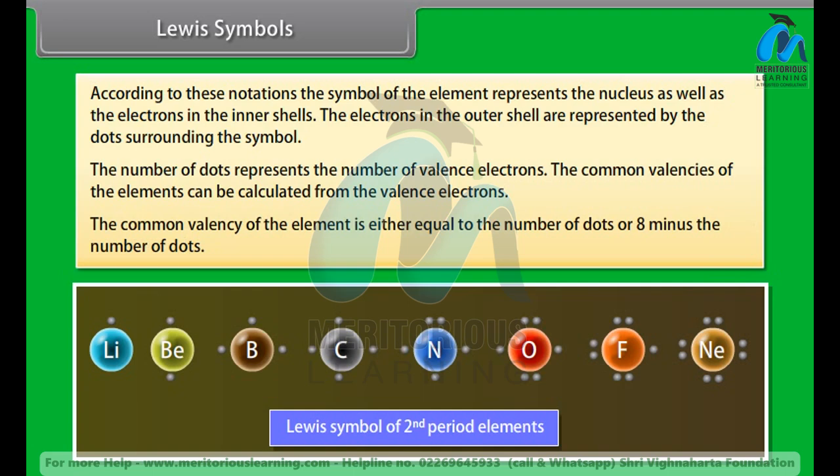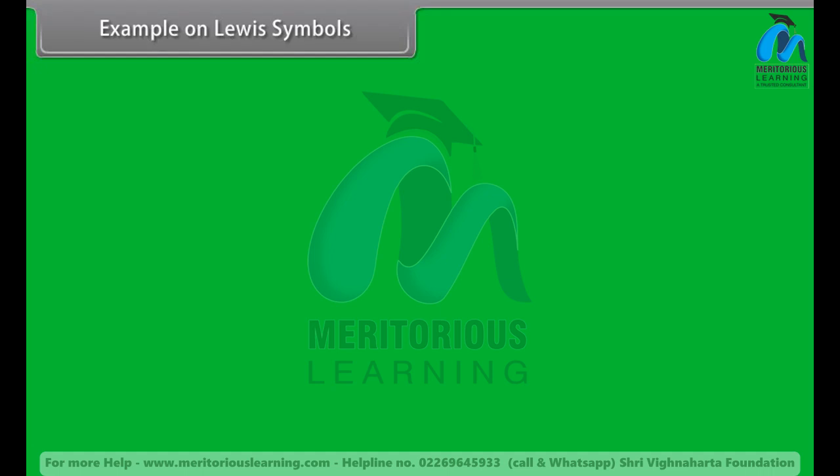For example, the common valencies of lithium, beryllium, boron and carbon are 1, 2, 3 and 4 respectively, while those of nitrogen, oxygen, fluorine and neon are 8 minus number of dots, that is 3, 2, 1 and 0 respectively. Example on Lewis symbols.